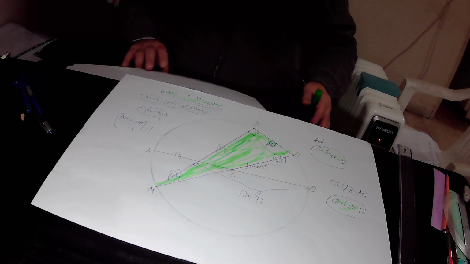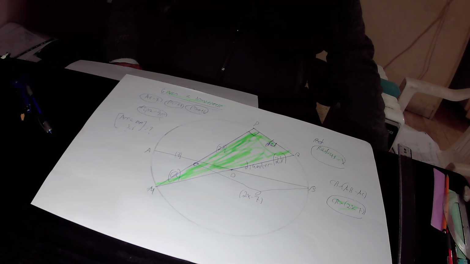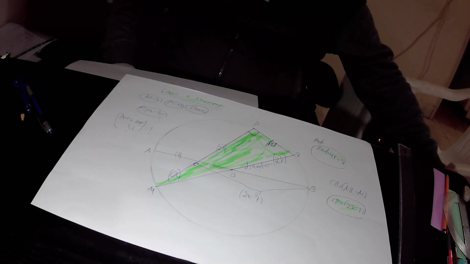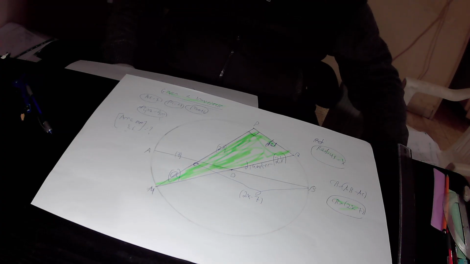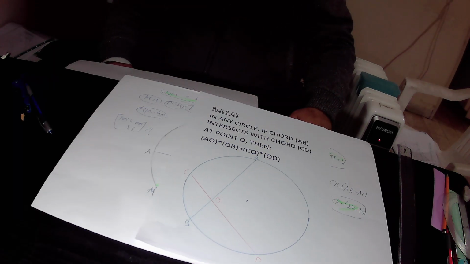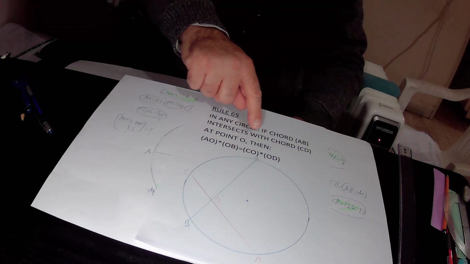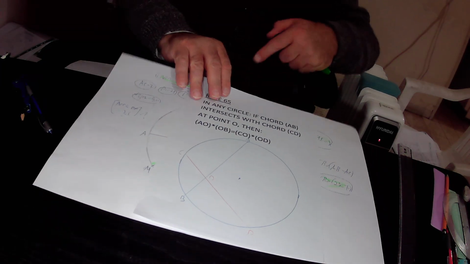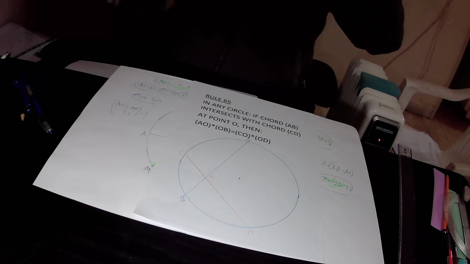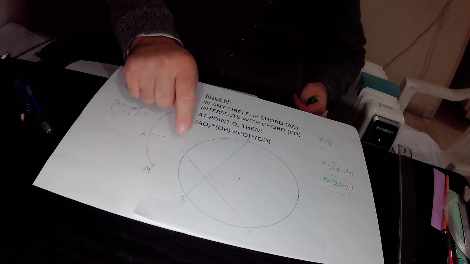According to Rule 65, if chord AB intersects with chord CD at point O, then the following equation is true: AO times OB equals CO times OD. We have the line in the drawing. This is chord AB that intersects with chord CD at point O, so the following equation is true: AO times OB equals CO times OD.